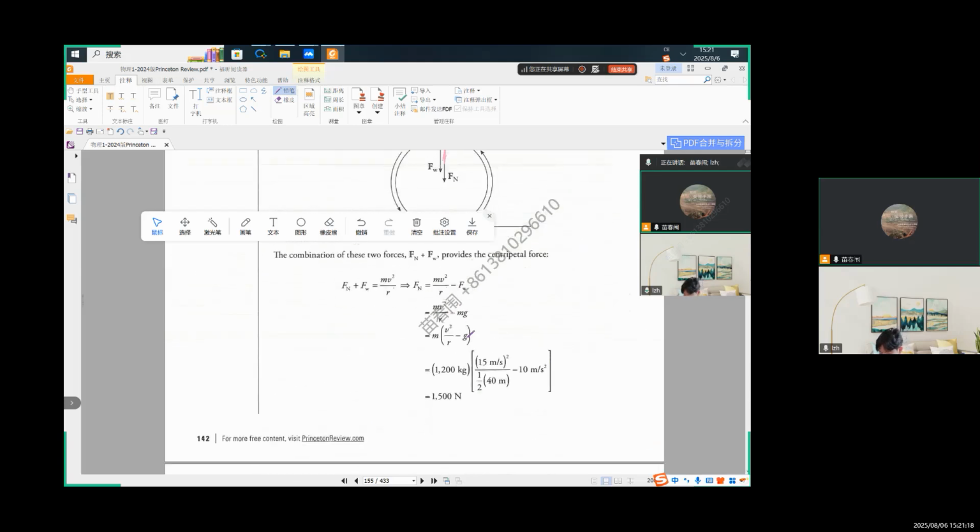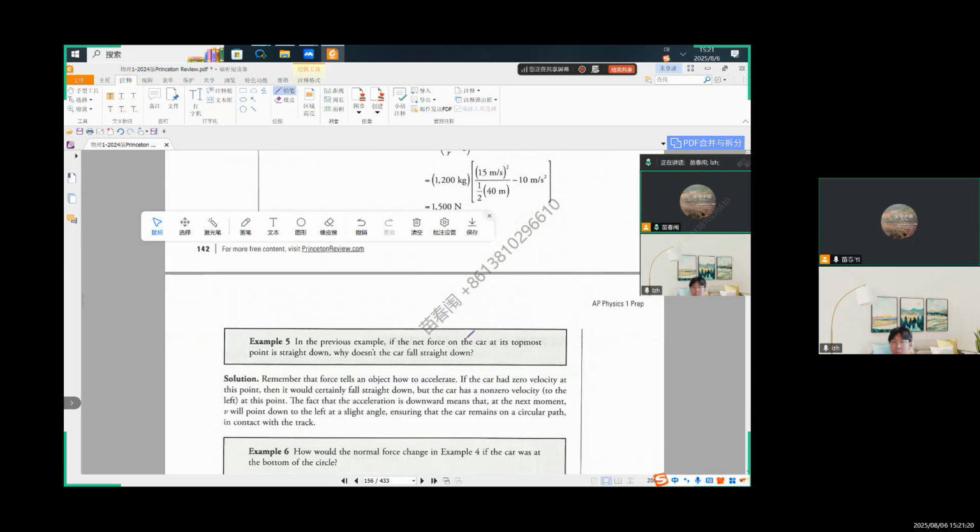And how about now? It's 6. How do you do 6 then? How can you find the normal force in number 6? Can you do number 6? How to find number 6?